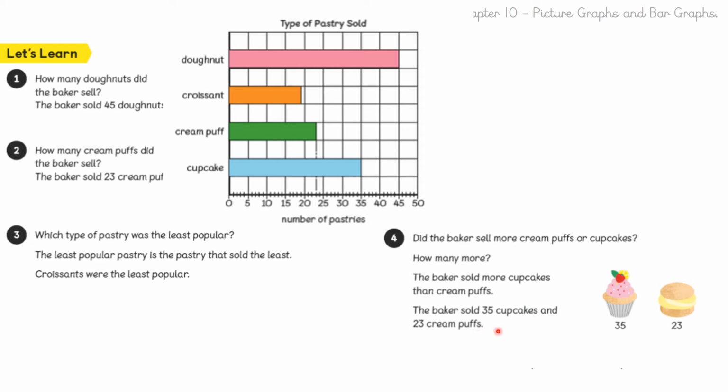What can we do to find out how many more cupcakes did he sell? That's it. We just need to find the difference. So we're going to take away 35, take away 23 equals 12. Then we can say that the baker sold 12 more cupcakes than cream puffs. We know here that he sold more cupcakes than cream puffs, but how many more? If we know the amount of cupcakes and the amount of cream puffs, we can take away and find the difference. So the baker sold 12 more cupcakes than cream puffs.